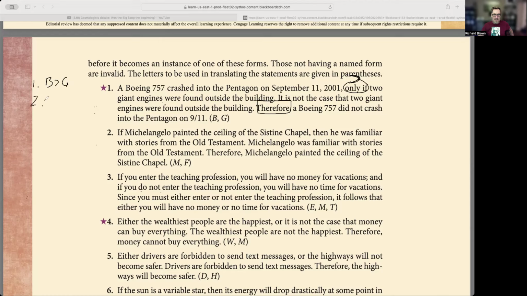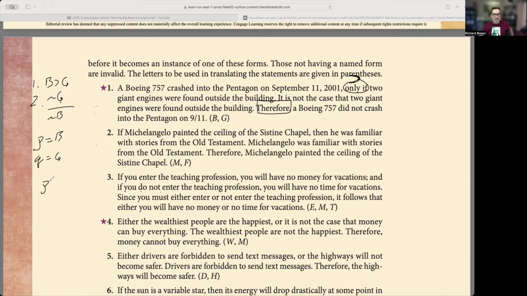The second premise here says it is not the case that G, so that's tilde G. And the conclusion is it is not the case that B. Okay, so now if you interpret the P term as being B and the Q term as being G, then this looks like we have modus tollens here.